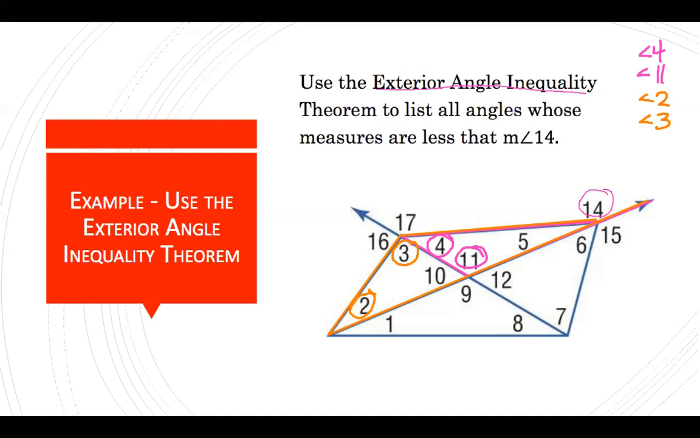So you have to be able to look at your relationships in the triangle, not just our exterior angle inequalities, because there's other relationships inside of this particular shape. Angle number 11 is congruent to what angle? Angle number 9, because they are vertical angles. So if they're congruent and angle number 11 is less than 14, then so is angle number 9.